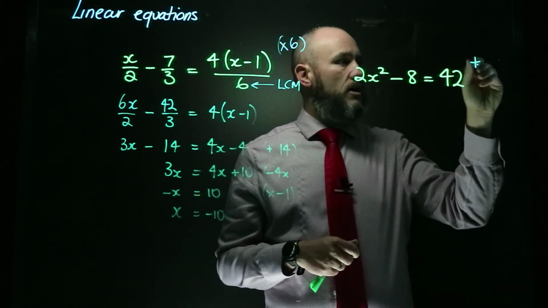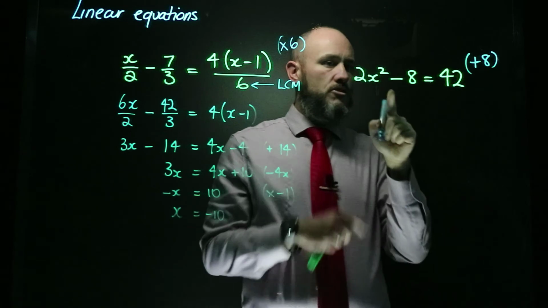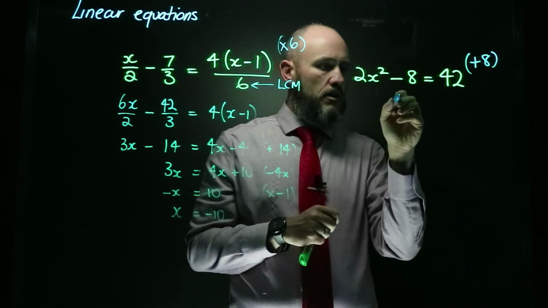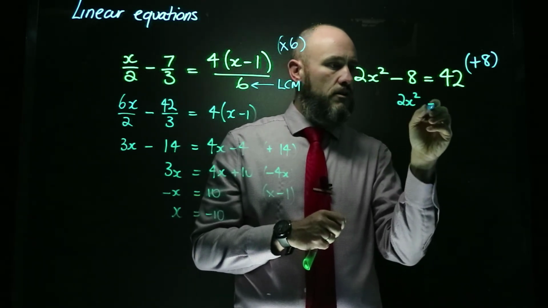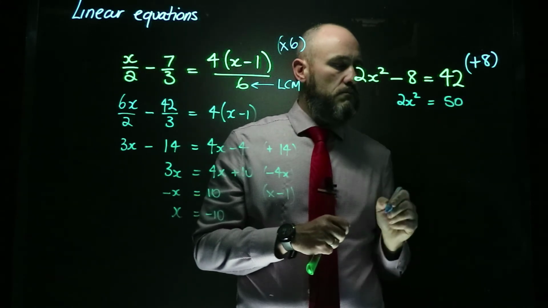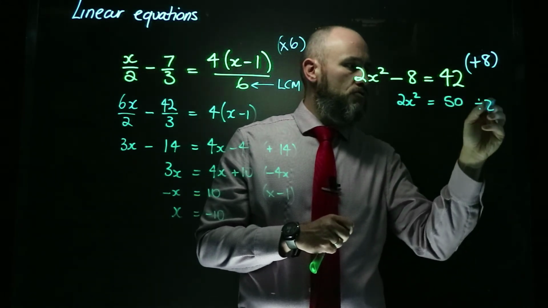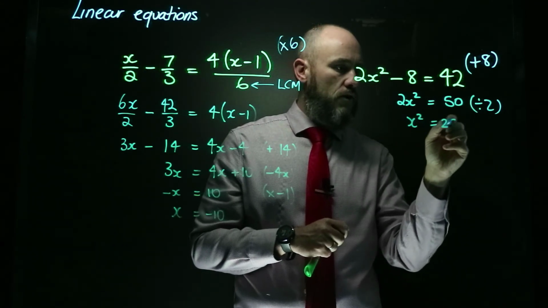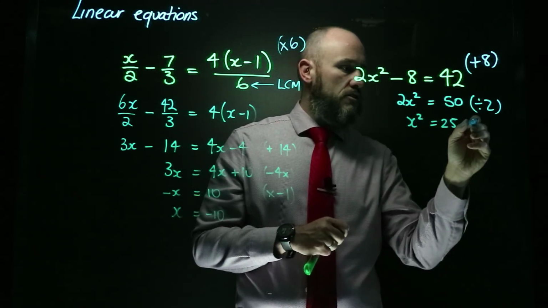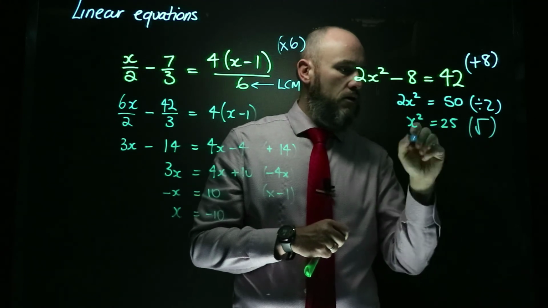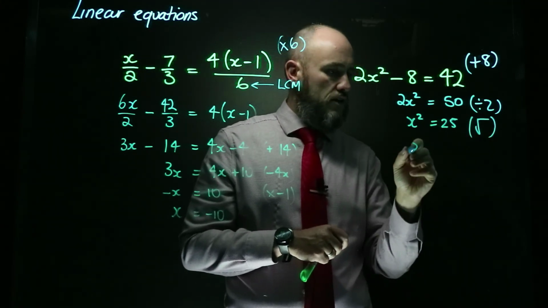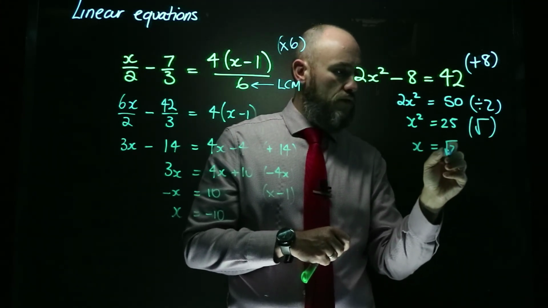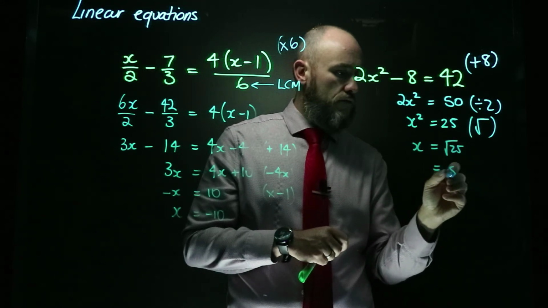So here I'm going to start by adding 8 to both sides. I'm just unwrapping this x squared. And it gives me 2x squared is equal to 50. Then I'm going to divide by 2 to remove that 2 factor, which gives me x squared is equal to 25. And then I'm going to take the square root. So this is the unwrapping of x squared, and it gives me x is equal to the square root of 25, which is equal to 5.